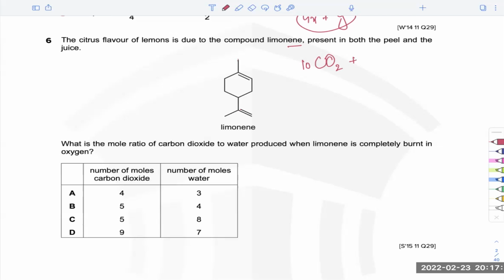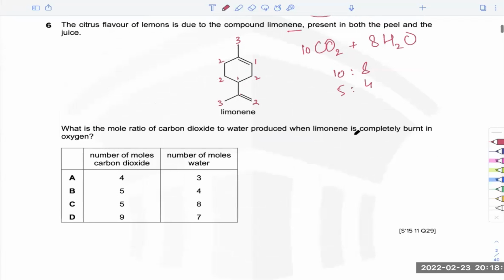How much hydrogen do I have? Let's see. 3 here, 2 here, 1 here, 2 here, 2 here, 2 here, 1 here, none here, 3 here. The total is 16 hydrogen, so I'm getting 8 water. So the ratio is 10 to 8, which is 5 to 4.